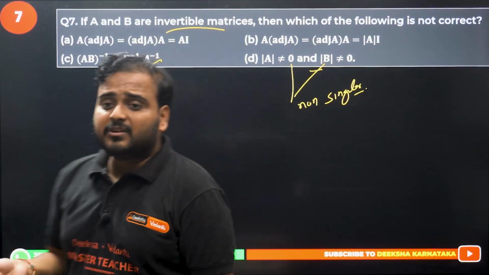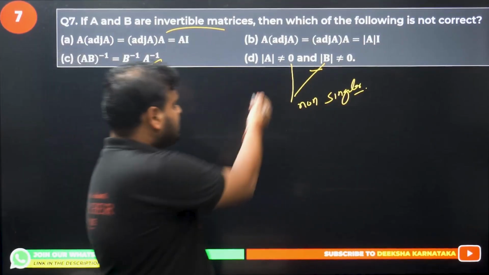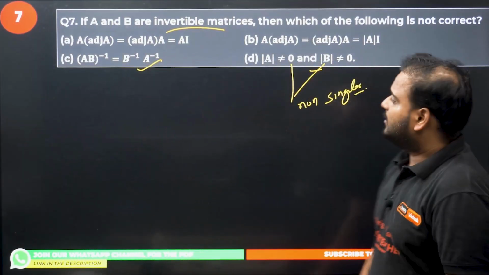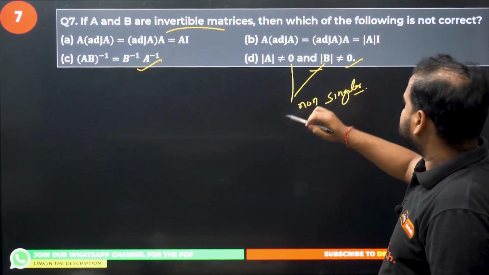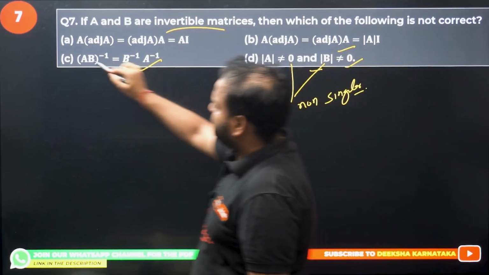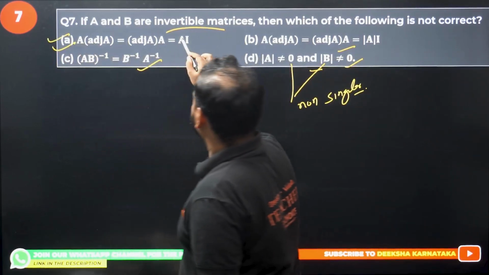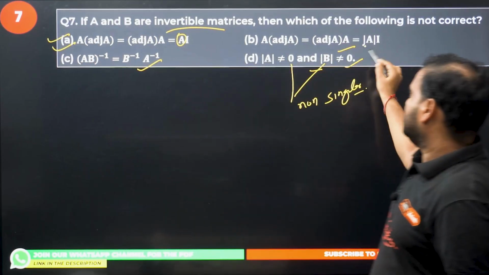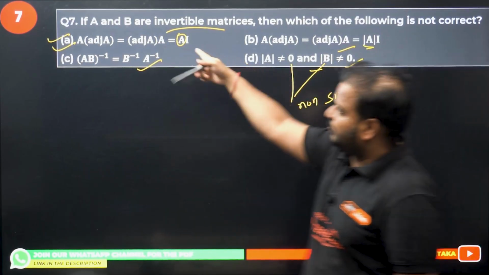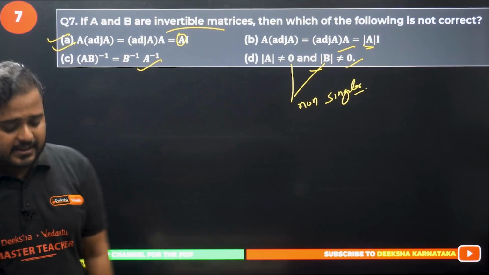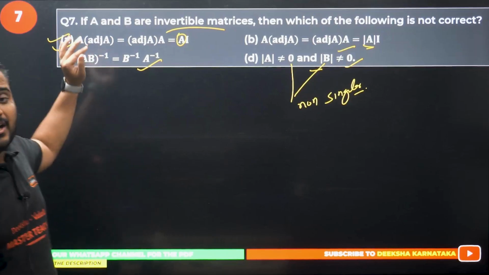If they are both invertible, it means they have to be non-singular, so this is also correct. D is also correct. Okay, this also is correct. That's my answer. This is the false one because this has to be determinant. Please check. This is the right choice, that's the wrong one. Okay, question number 7, option A is the right choice, which is the false statement.